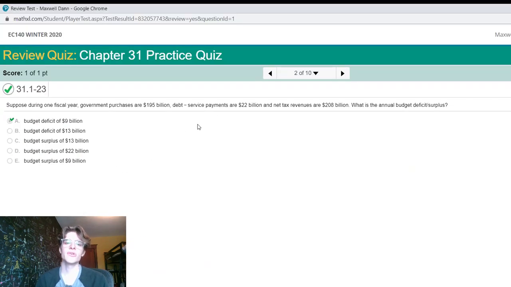So to go through this question here, it would be our expenditures, so 195 plus 22, and then minus our taxes of 208. So 195 plus 22 minus 208 gives us 9 positive. So that means it's not a surplus, it's still a deficit. It's still going up by 9 billion because our spending was more than our revenue. So budget deficit of 9 billion.